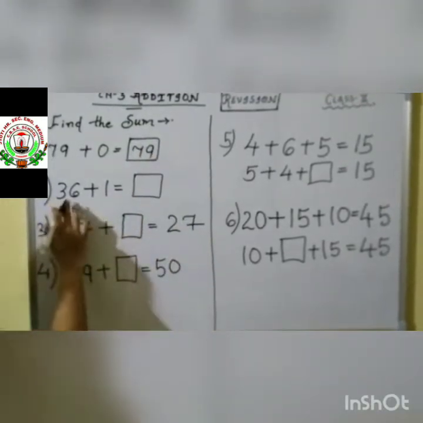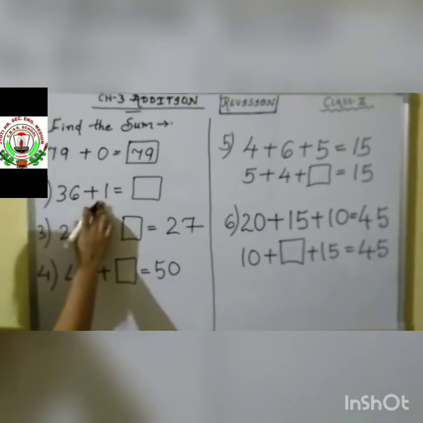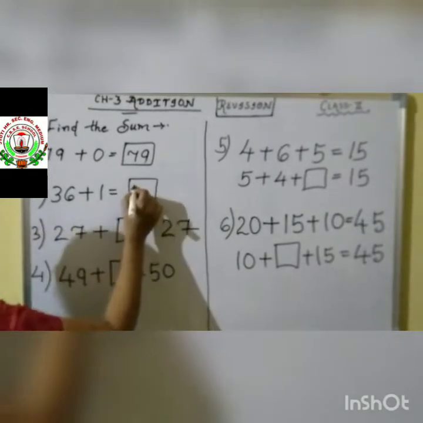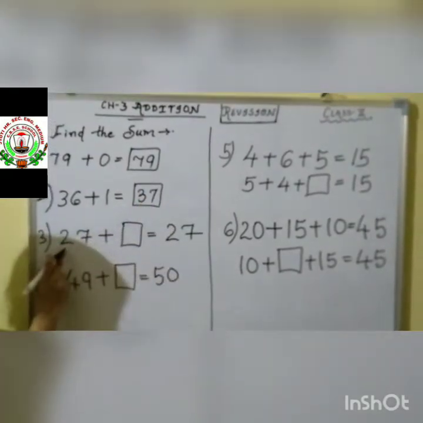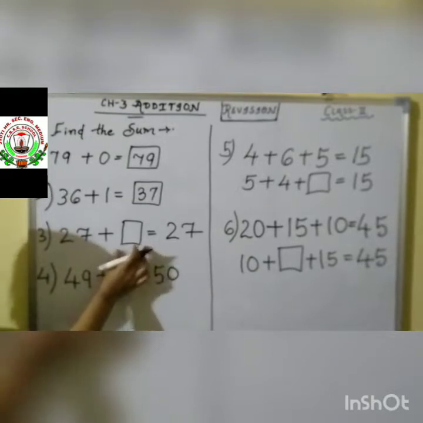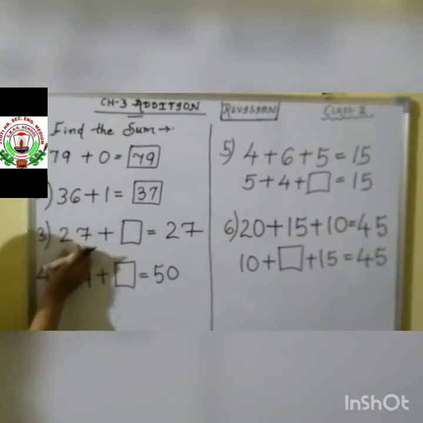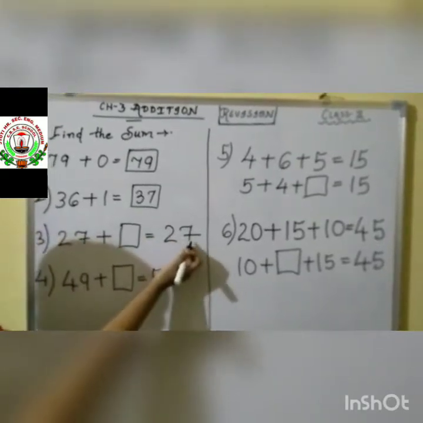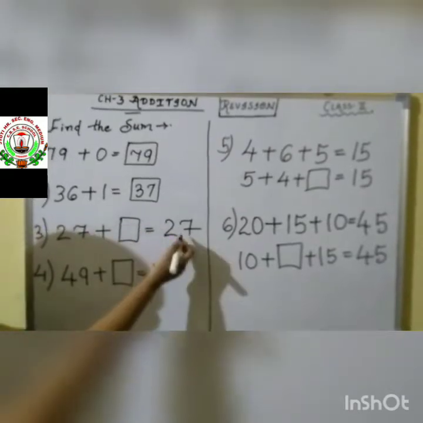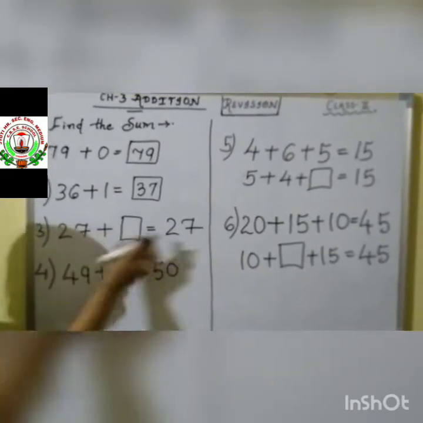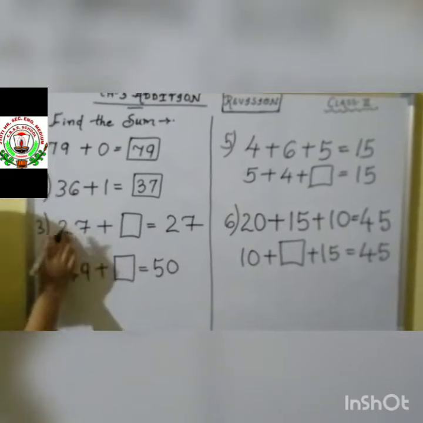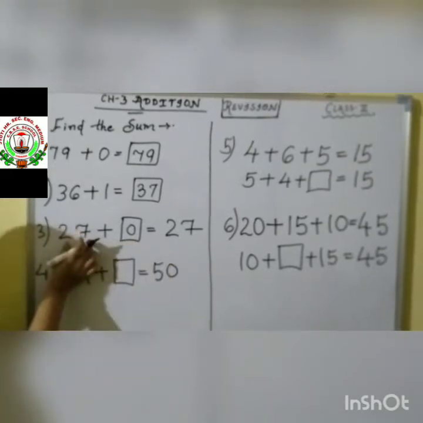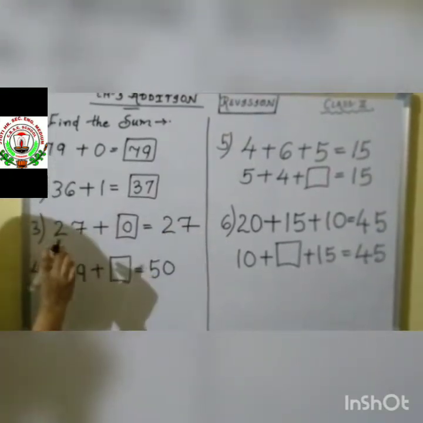Next, 36 plus 1. Do it and see what the answer comes. 36 plus 1 is 37. Okay. Next, 27 plus blank, and then again 27. If you are adding at least 1 or 2, the answer should be an increased number, more than 27, yes or no? But here the answer is the same number as it was before adding. So here the number will be 0. That means if 0 is added to a number, the answer becomes the same number.